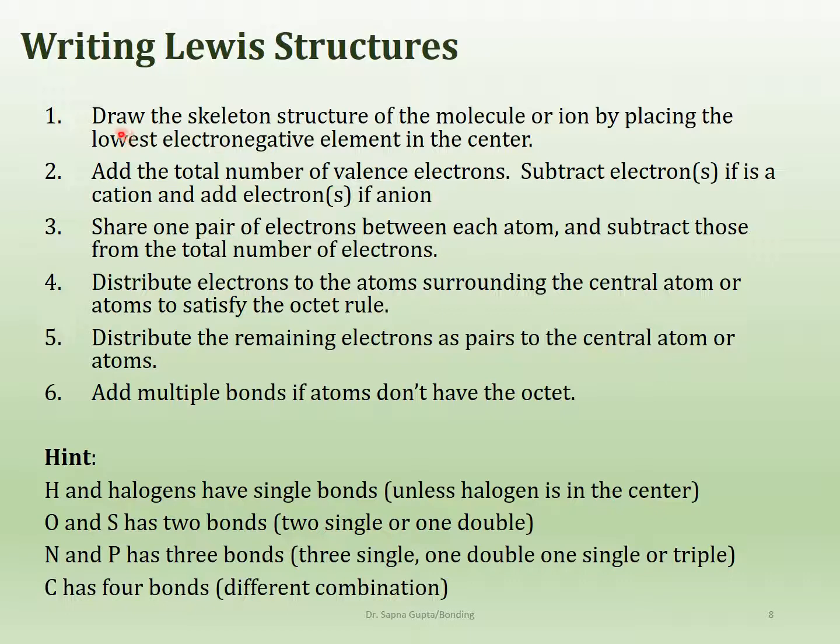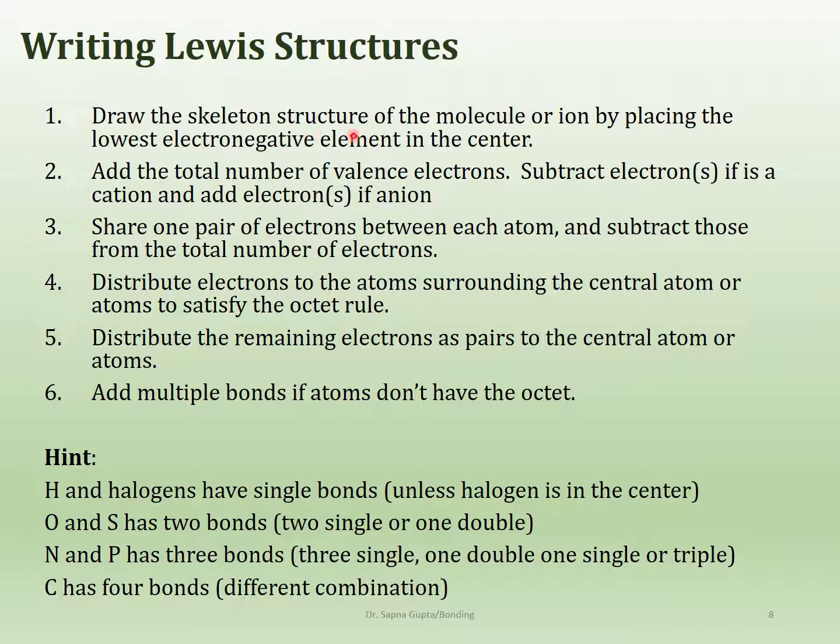So first of all, draw the skeleton structure of the molecule or ion. Now we have to draw ions also. You remember all the polyatomic ions from chapter 2, phosphate, sulfate, carbonate, all of those. Those are all made of non-metals, and they're sharing electrons. So we have to be able to write Lewis structures of those also.